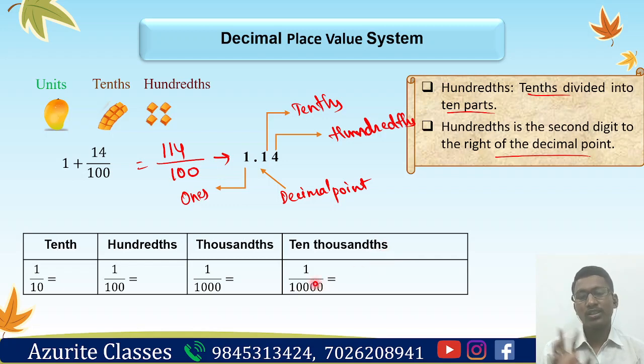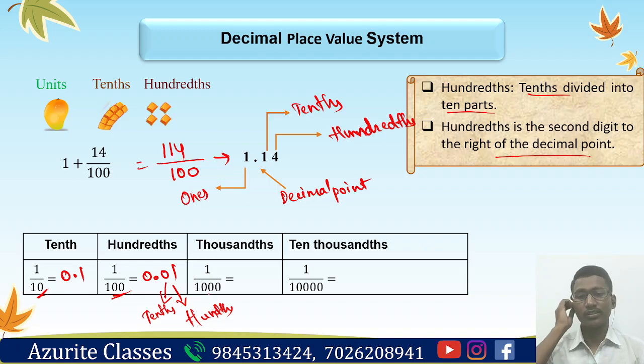So how many zeros? That many places in the decimal point. Here, what is there? One zero is there, so one place: 0.1. Here two zeros, hundredths. So how many places? Two places. First is tenths, and then second is hundredths. That is how we have to write it.